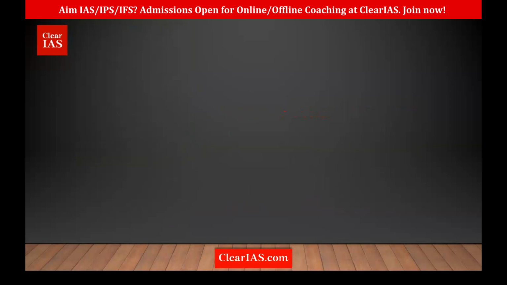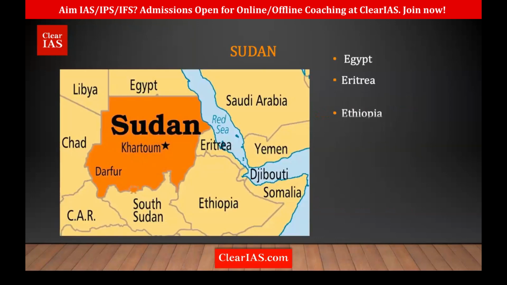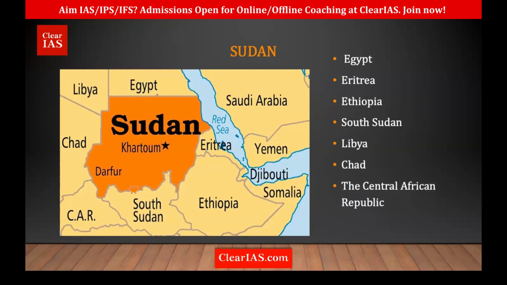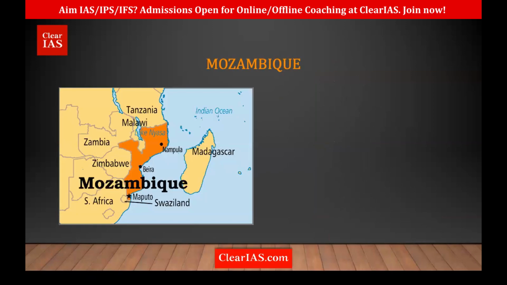Then the countries closest to the Nile in Sudan: Egypt, Eritrea, Ethiopia, South Sudan, Libya, Chad, and Central African Republic. Khartoum is also there. So Tripoli, and then Mozambique. Where is Mozambique? In the southeast of Africa.